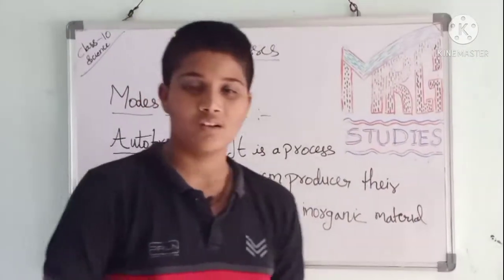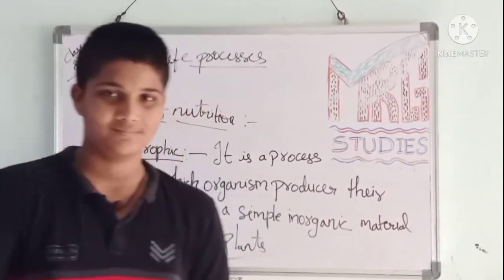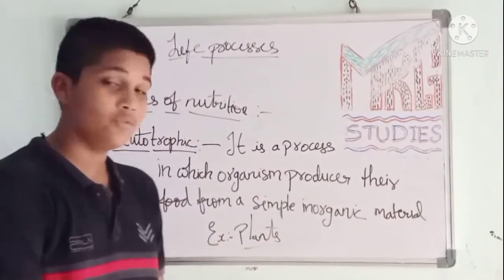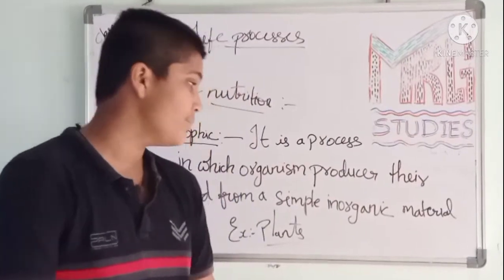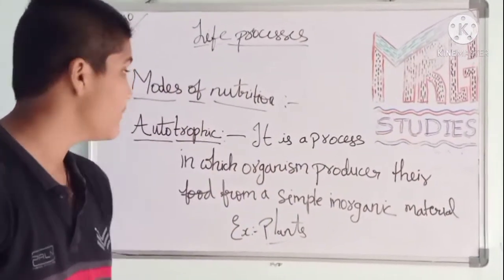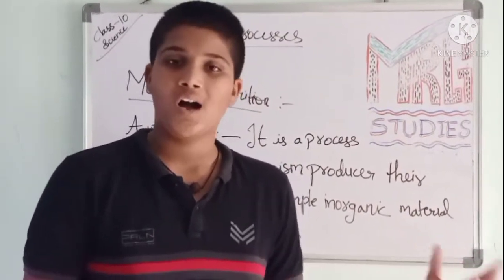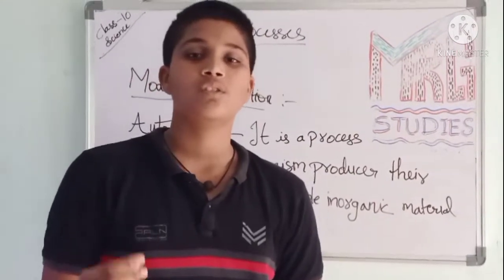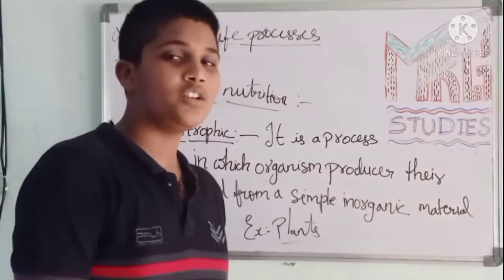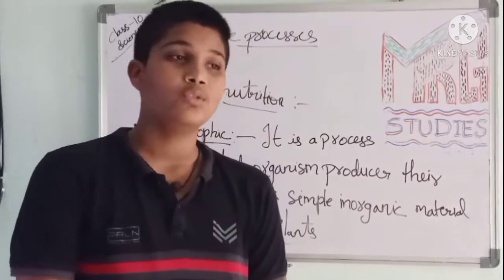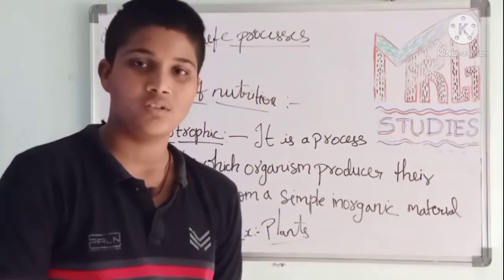Okay friends, now I will tell you about the modes of nutrition, autotrophic nutrition. It is a process in which an organism produces its food from simple inorganic material. This means autotrophic nutrition does not depend on other things to take food and prepare food. For example, plants. Plants do not depend on others to take food and prepare the food. So this is called autotrophic nutrition. Let's go to the next topic.